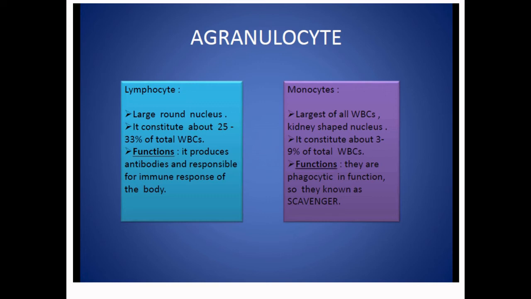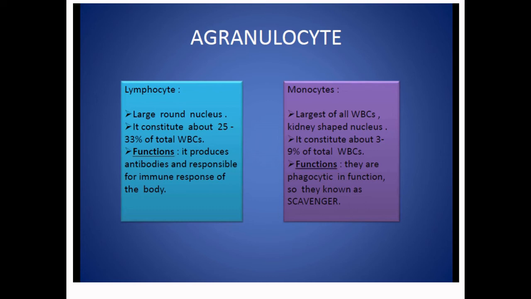So after neutrophils, lymphocytes are the next WBC that comprise the greatest number in the whole WBC population. They produce antibodies and are responsible for the immune response of the body. The antibody mediated response in our body is mainly carried out by these lymphocytes to combat any specific antigen.